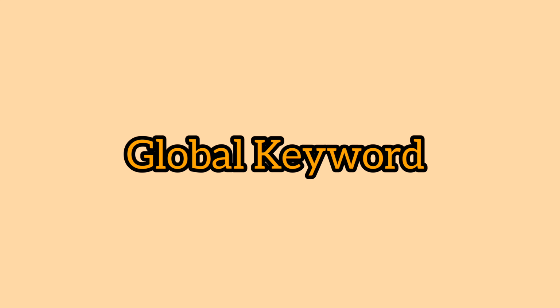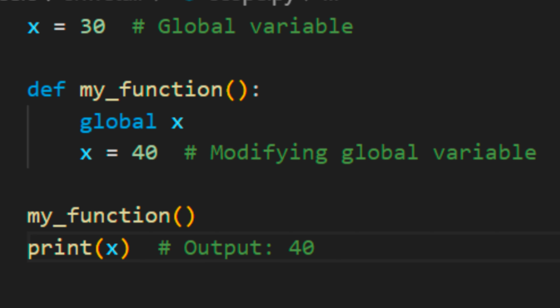What is the global keyword? To modify a global variable inside a function, use the global keyword. For example, here we are updating global variable x to 40 inside the function, my function.